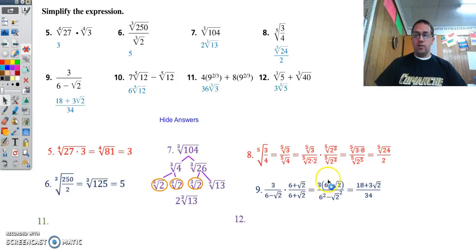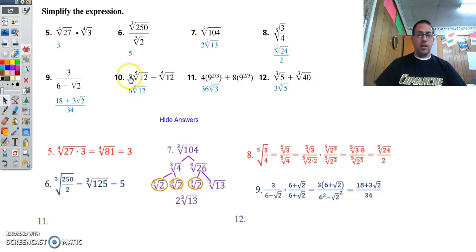So the numerator, we need to distribute that in. 3 times 6 is 18. 3 times square root of 2 is 3 square root of 2. And here, 6 squared is 36, square root of 2 squared is 2, so this is 36 minus 2, which is 34.